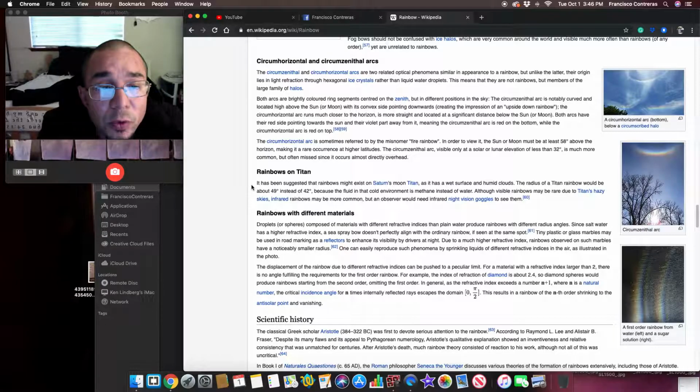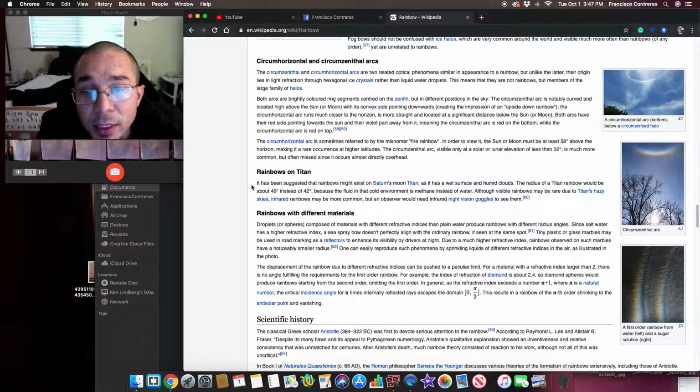In order to view it, the sun or moon must be at least 58 degrees above the horizon, making it a rare occurrence at higher altitudes. The circumzenithal arc, visible only at a solar or lunar elevation of less than 32 degrees, is much more common, but often missed since it occurs almost directly overhead.